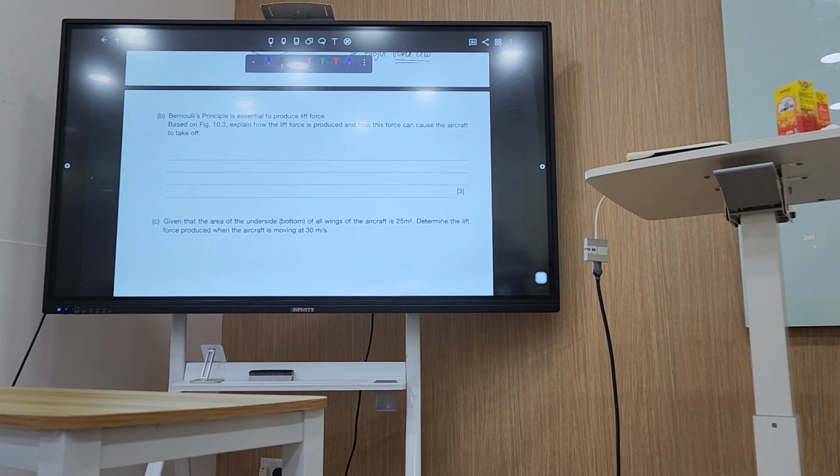How much air pressure? How much what? Air pressure. How much air pressure? Yeah, what do you mean how much air pressure? How different is speed?